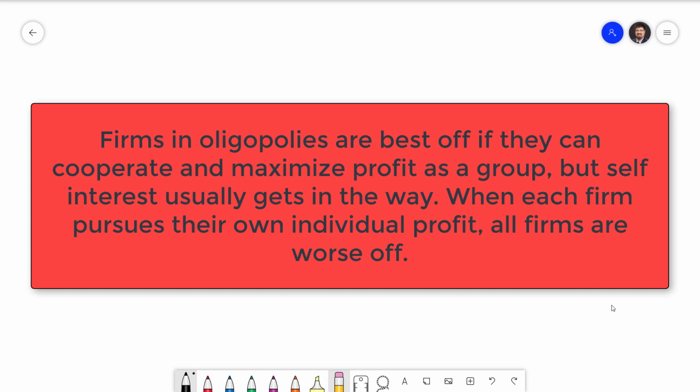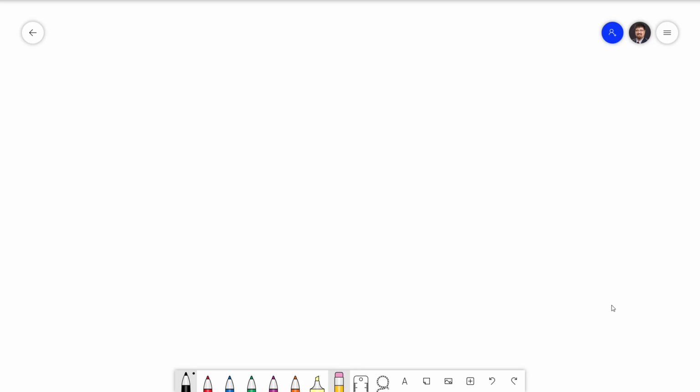To fully understand why this is, we need to introduce game theory as a framework to study oligopolies. We'll get to game theory in just a little bit. Before we get into that, let's talk about a few examples of oligopolies.